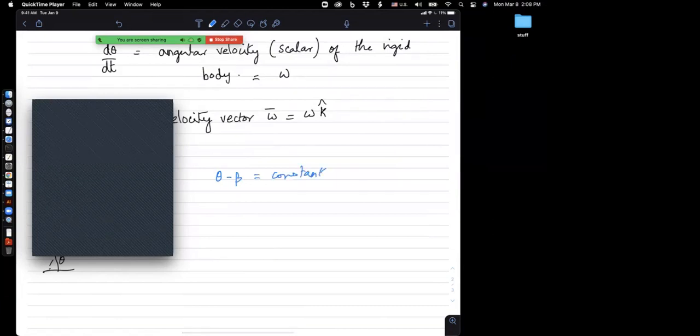Because the object is rigid, the relative position and orientation of AB and CD is not going to change. Even though AB's position and orientation will change, and CD's position and orientation will change, because the object is rigid and not changing shape, the angle between them will remain the same. So theta minus beta will remain the same because it's a rigid body. And this means that if you differentiate both sides, d theta by dt minus d beta by dt equals 0. Okay, so theta dot equals beta dot.